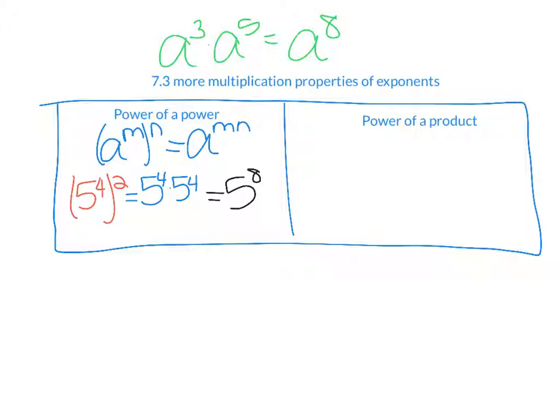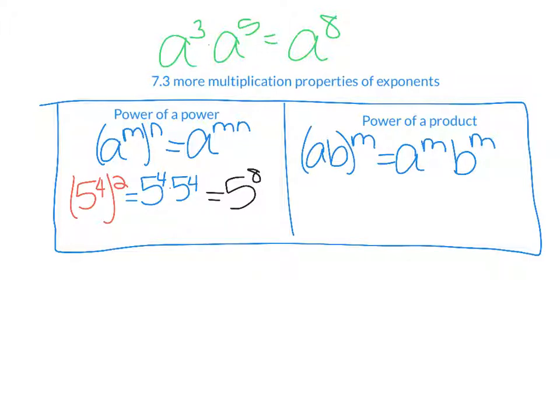Okay, the other rule that we have is called the power of a product. So if I have a product such as ab and raise it to the nth power, what the power of a product rule says is this is the same thing as taking a to the nth power times b to the nth power. So instead of raising the product to the nth power, I can take each thing inside there, raise it to the nth power, and it's the same thing.